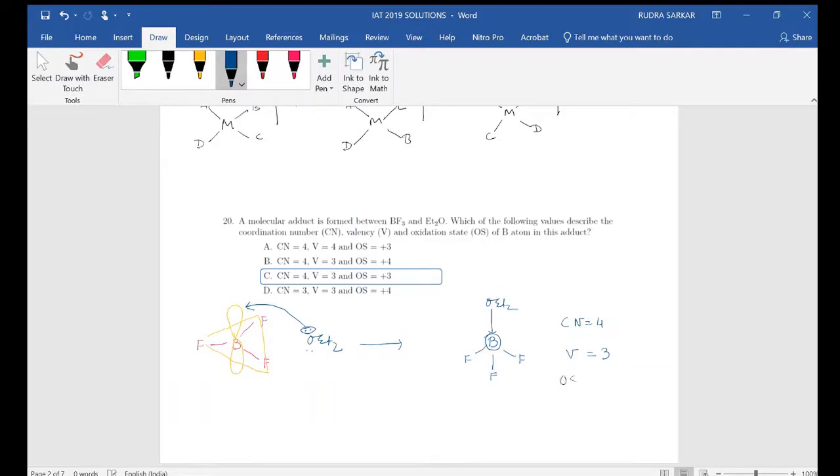And when it comes to oxidation state, obviously we will say over here the oxidation state of the boron, because of these electronegative atoms, is going to be 3, and we should write rather plus 3. So from that we will say the answer over here is going to be C.